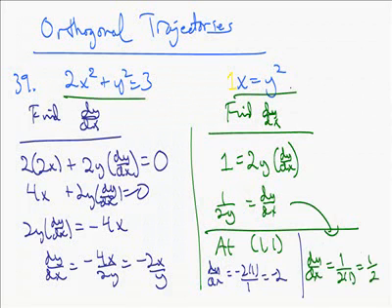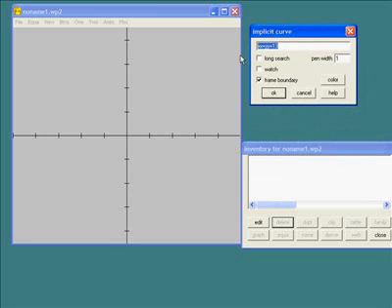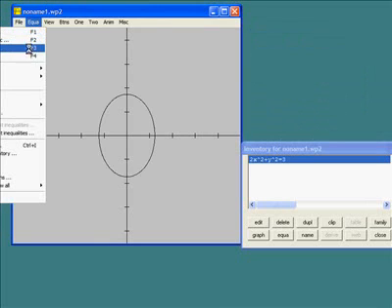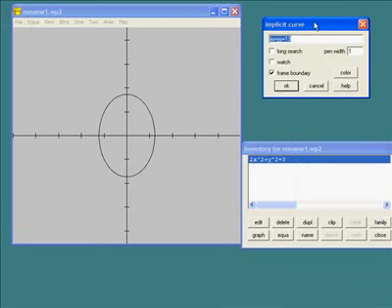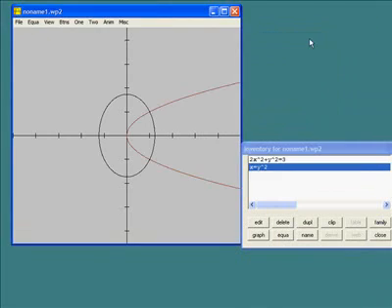If we graph both of these curves on the same set of axes, we'll see where they intersect, and we'll see that they're orthogonal at that point. So plugging them in here on the implicit curve grapher, we have 2x squared plus y squared equals 3 as one of our curves. And let's go ahead and put another one in. So we'll choose implicit. And the second one was x equals y squared.